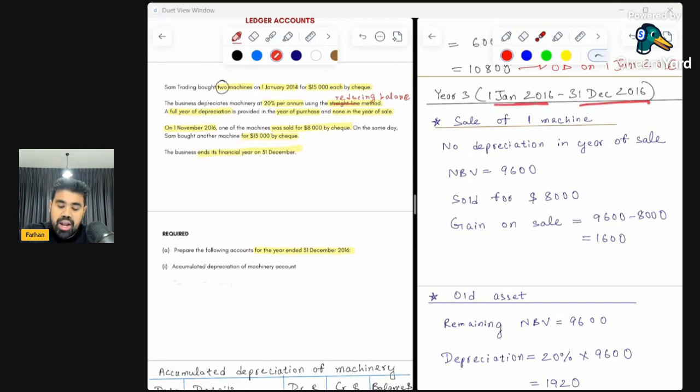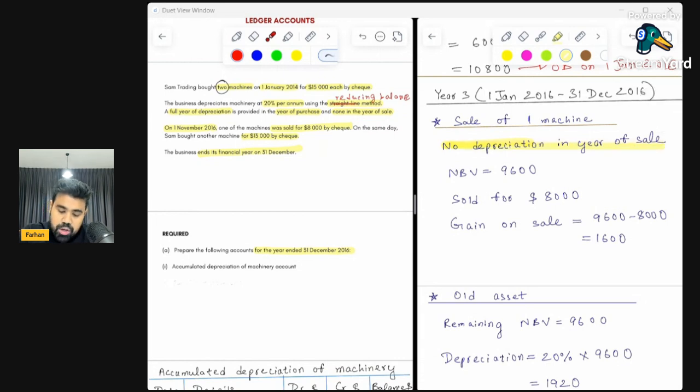Okay, and in between these 12 months of concern for which we are preparing the accumulated depreciation ledger account, we've got many events that have occurred. Firstly, we've got the sale of one machine on 1 November 2016. Okay, and based on the company policy, we do not apply any depreciation in the year of sale. So this machine which we have sold has no depreciation in the year of sale.